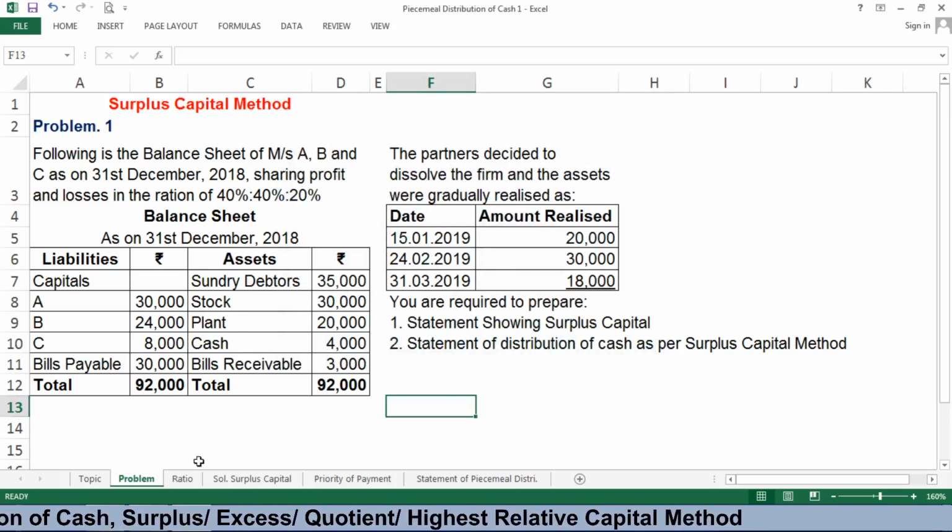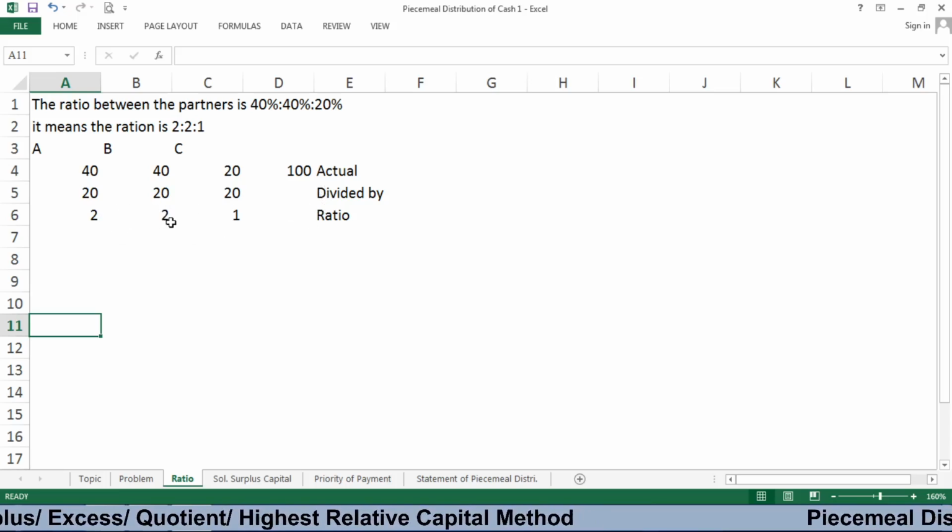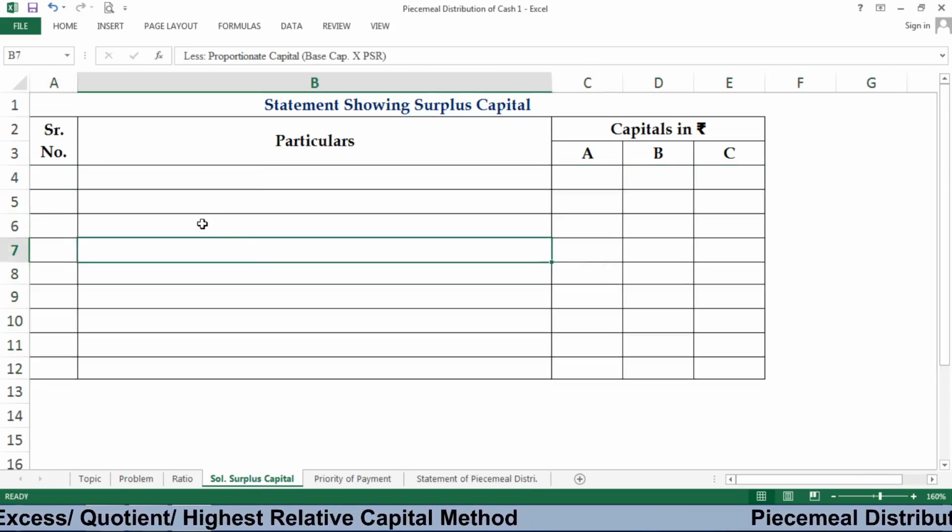So how can it be calculated? Let's see the ratio. The ratio between the partners A, B, and C is 40%, 40%, and 20%. That means Mr. A is sharing 40%, Mr. B is sharing 40%, and Mr. C is sharing 20%. When we divide it by 20, it comes as 2 is to 2 is to 1. So the ratio comes to 2 is to 2 is to 1. Now we will see the surplus capital. What is surplus capital? It simply means the partners who provided an extra capital.